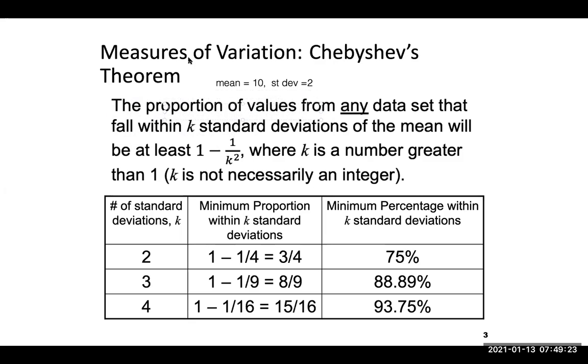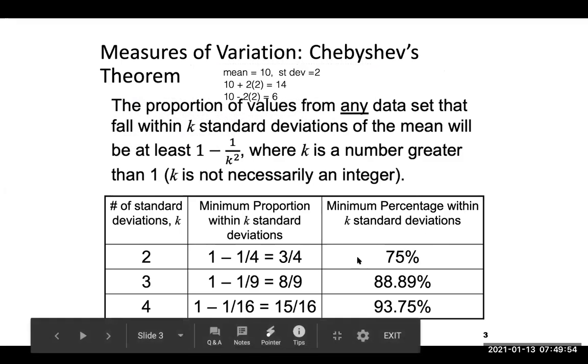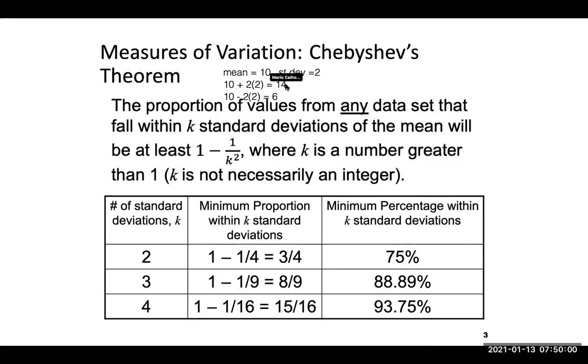So, move this up a little bit. If I say the mean plus 2 standard deviations, that'll be the upper boundary. And then if I take away 2 standard deviations, this means that 75% of all data within that set will fall between 6 and 14.